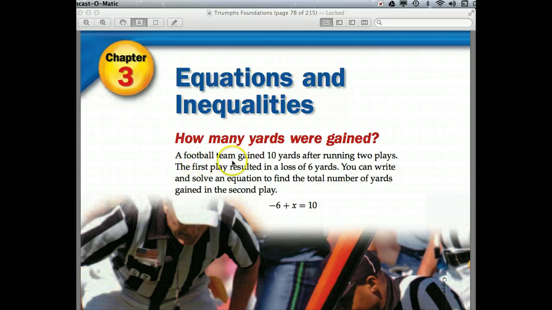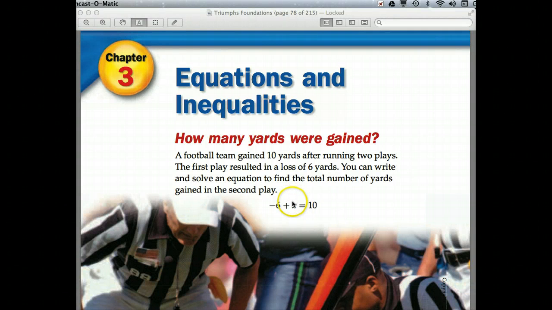Well, we're told a football team gained 10 yards after running 2 plays. The first play resulted in a loss of 6 yards. You can write and solve an equation to find the total number of yards gained in the second play. Well, we know that one of them we lost 6 yards. We're trying to figure out what the gain was in the second play, and we know that overall between the 2 plays we gained 10. So can you tell me what you can add to a negative 6 to get 10? I'll let you pause for just a moment and work that one out, and we'll come back and we'll discuss it.